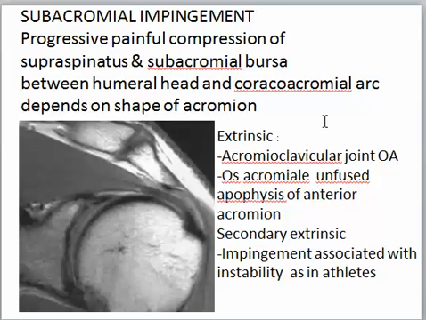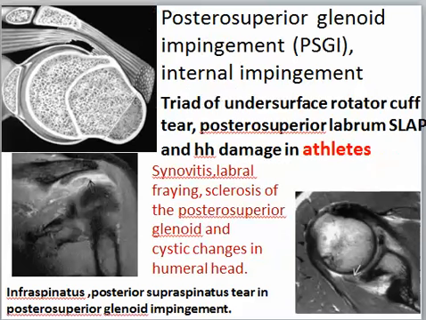So we have subacromial impingement. The main reason could be osteoarthritis, but congenital lesions are also there. A SLAP or a posterior or superior labral tear and bony damage as occurring in athletes constitutes what is called posterior-superior glenoid impingement.